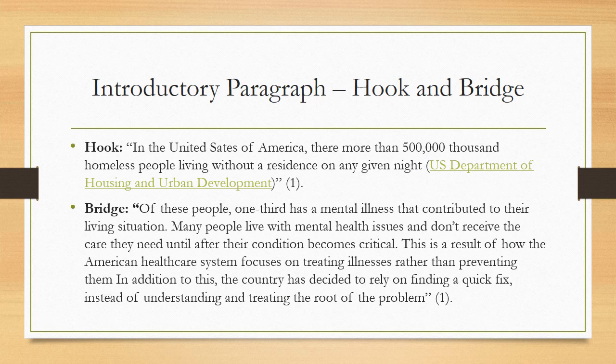Of these people, 1/3 has a mental illness. So "of these people" is kind of a transition phrase. 1/3 has a mental illness. Now we're more specific. That contributed to their living situation, a reason why they're homeless. Many people live with mental health issues and don't receive the care they need until after their condition becomes critical. This is a result of how the American healthcare system focuses on treating illnesses rather than preventing them. In addition to this, the country has decided to rely on finding a quick fix instead of understanding and treating the root of the problem.